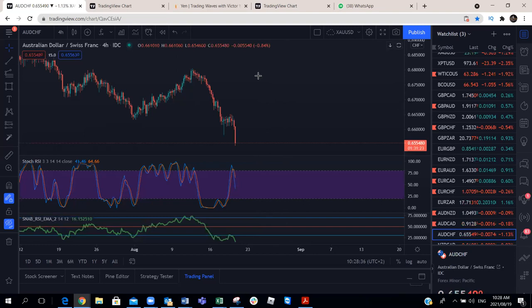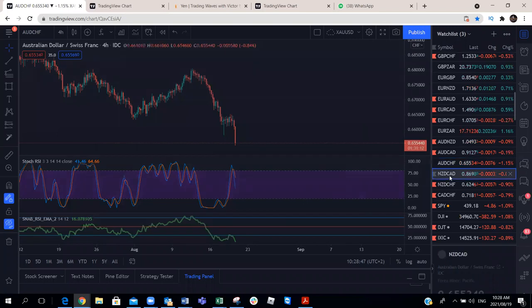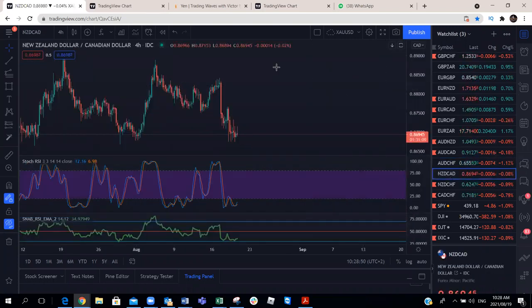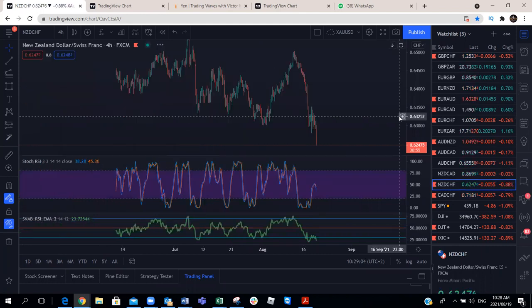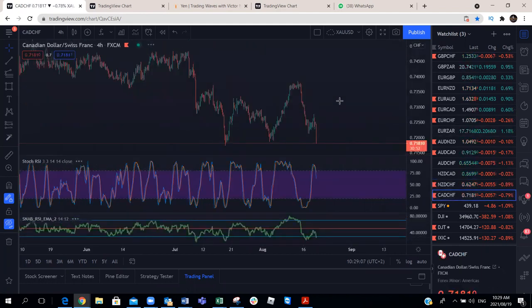Okay, Audi chief. As you can see, all the chief pairs are continuing with the weakness. So that means the chief is showing strength. New Zealand CAD. We'll continue to the downside here. We've made this three-wave structure, but it looks like this is not done as yet. We can still make a move to the downside. New Zealand chief, obviously chief on it should continue to the downside. CAD chief should continue to the downside here after this continuation pattern as well. So we're expecting more downside.